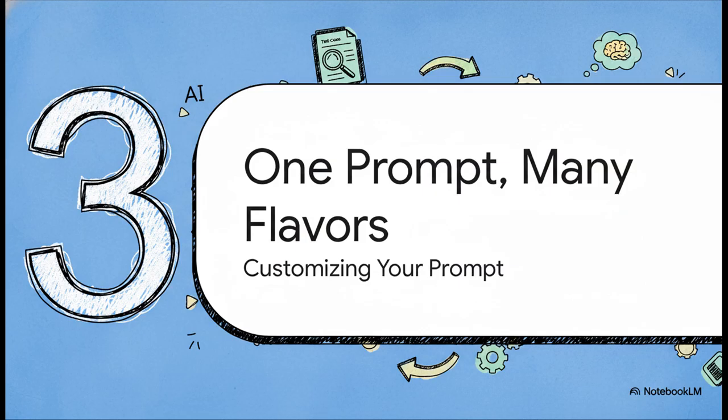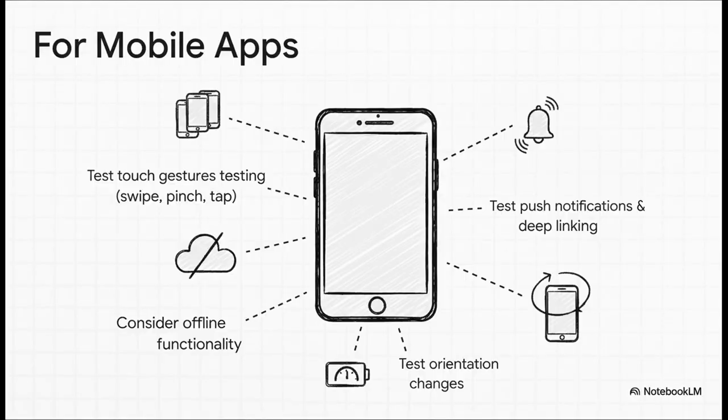But here's the thing, this template isn't just some rigid, one-trick pony. The real power here is just how versatile it is. Think of it as a foundation you can build on. For instance, let's say you're testing a mobile app. Well, you can just add these specific needs right into the prompt. You can ask it to think about touch gestures, what happens when the app is offline, push notifications, even how it handles screen orientation changes.